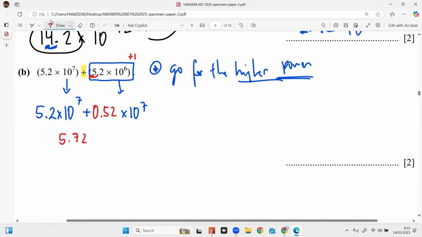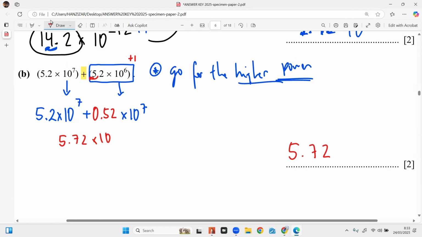5.72. 5.72 times 10 power. Is it 14? No, why? It's 7, because it's addition, like 3a plus 2a is never 5a squared, right? So times 10 power 7. That's the answer.